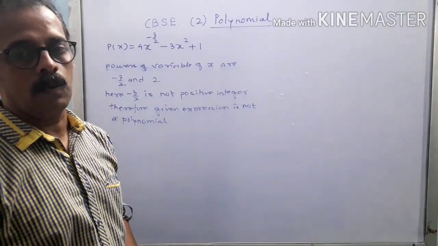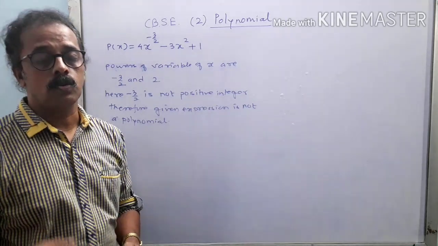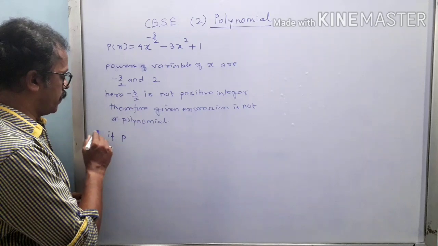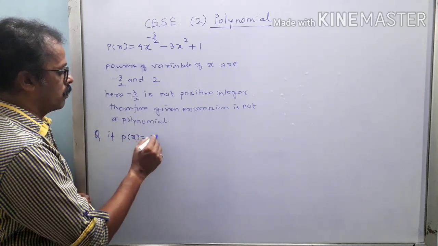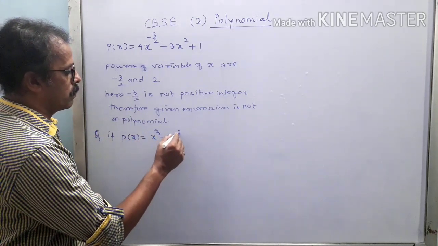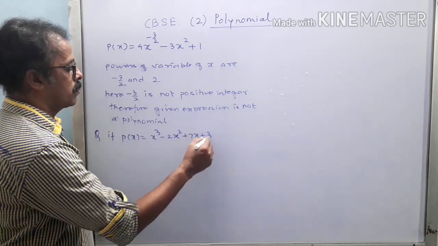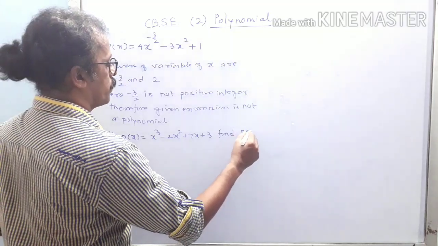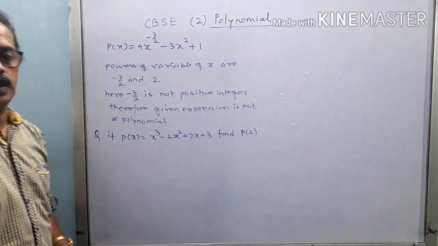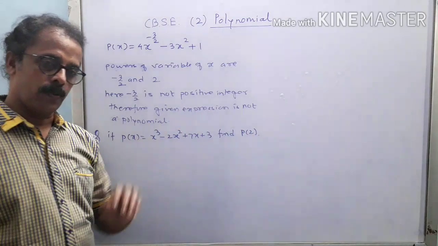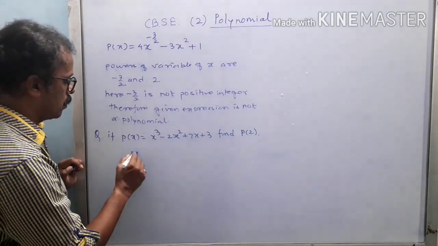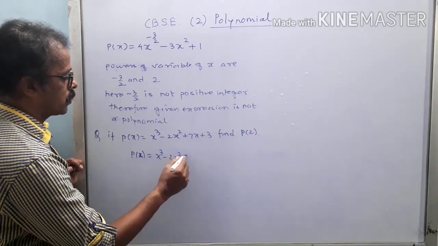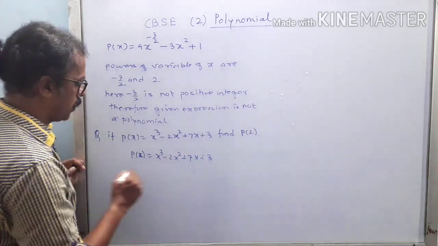Next we want to study an example of how to find the value of an expression. Suppose I give you p of x is equal to x cube minus 2x square plus 7x plus 3, find p of 2. It means we are actually finding the value at x is equal to 2. So we consider p of x as x cube minus 2x square plus 7x plus 3.